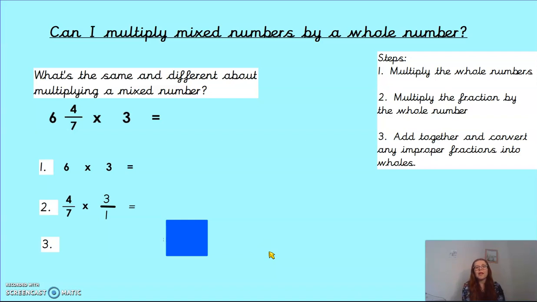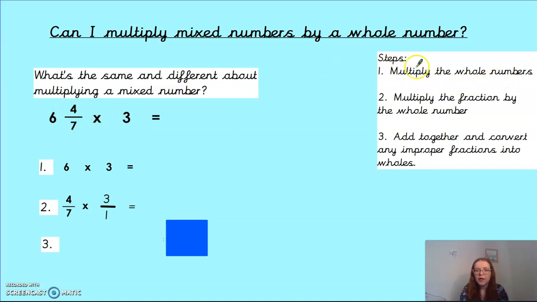Okay, so what's the same and what's different about multiplying a mixed number compared to a normal fraction? Well, we've got more steps because we need to work with those whole numbers first. So here are the steps for multiplying mixed numbers. The first step is to multiply the whole numbers together. So here we've got 6 4/7 times 3. So let's do these steps.